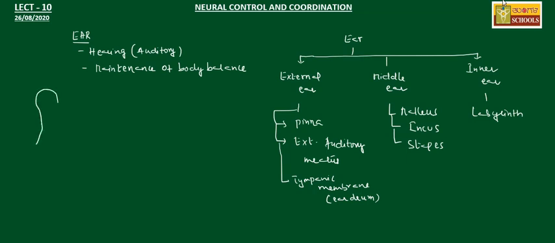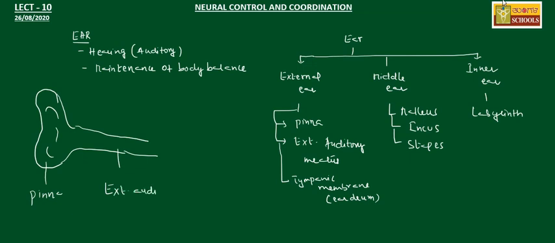You can see here the external ear has a pinna, and that leads into the external auditory meatus. At the end of this is the tympanic membrane. Behind the tympanic membrane we have those smallest bones, which are the smallest bones in the body.